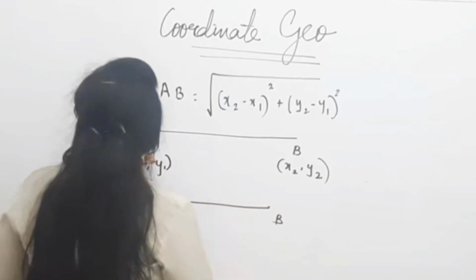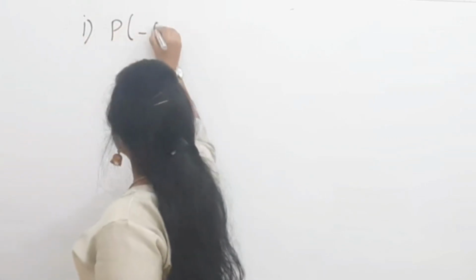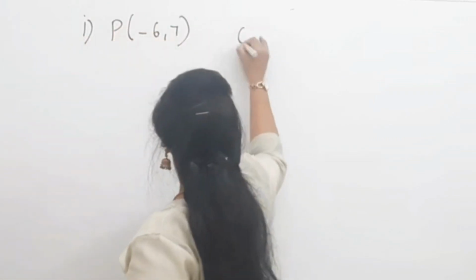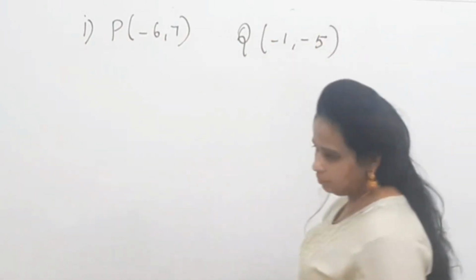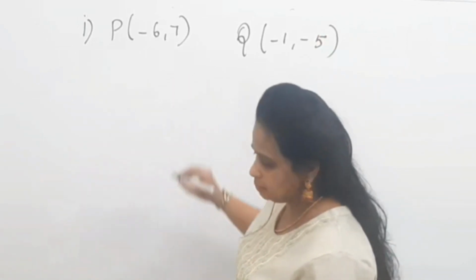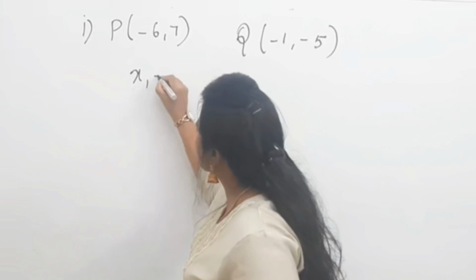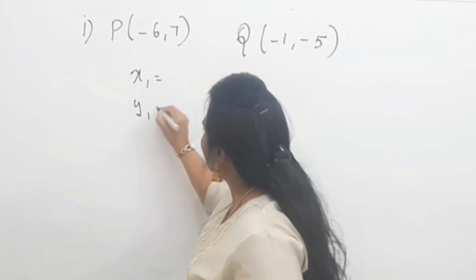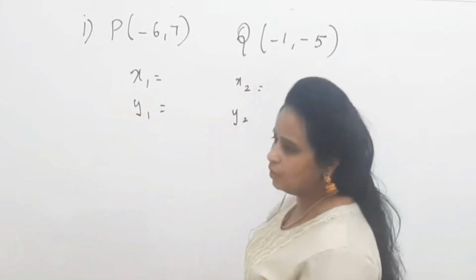So the first question is: find the distance between the following points. My points are P(-6, 7) and Q(-1, -5). Now, I know that I must write the description. So first, let me write my description: x1 is equal to, y1 is equal to, x2 is equal to, y2 is equal to.